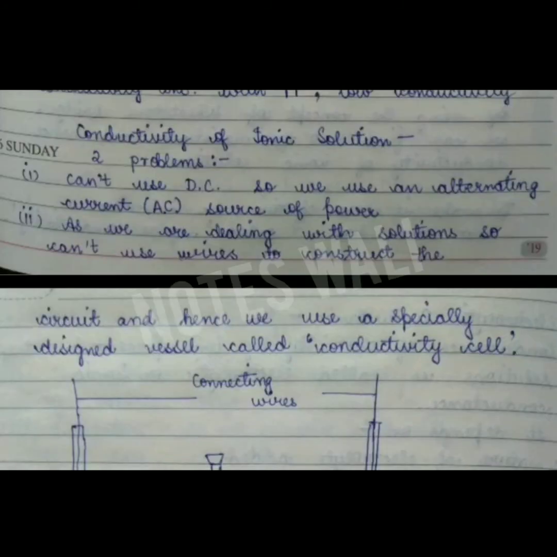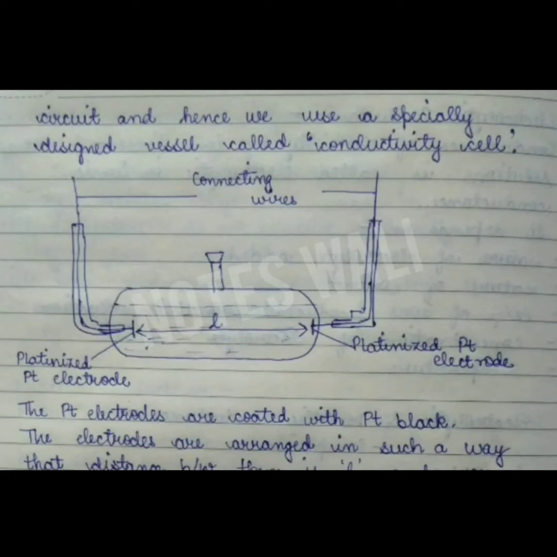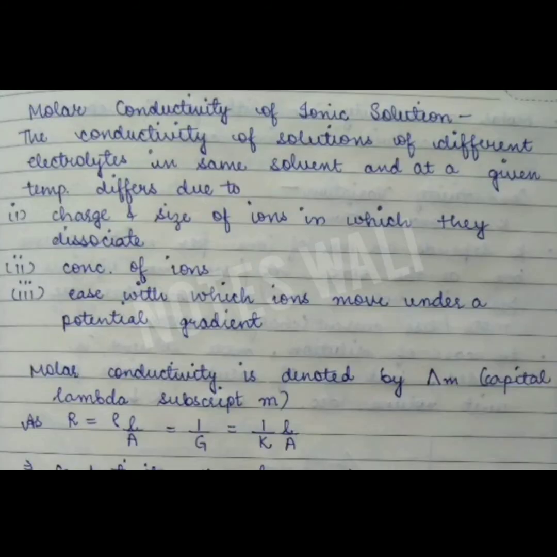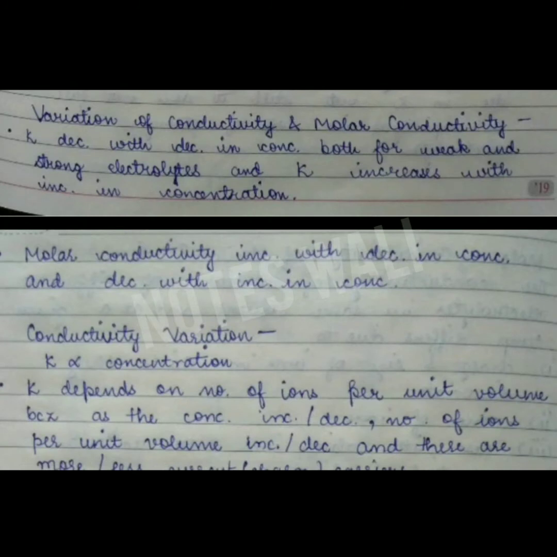The next topic is the conductivity of ionic solution, and two major problems are there: we cannot use direct current, and as we are dealing with solutions, we can't connect it with wires. So we use a special type of vessel here, which is known as a conductivity cell, and its construction is explained in a very detailed manner. After that, we define molar conductivity of an ionic solution and also look at the factors on which it depends.